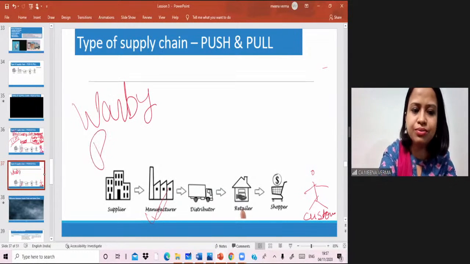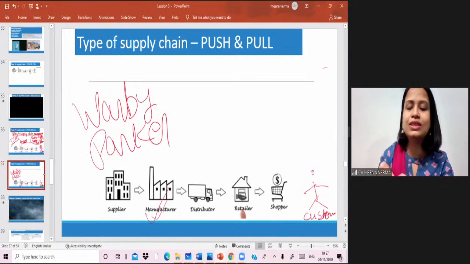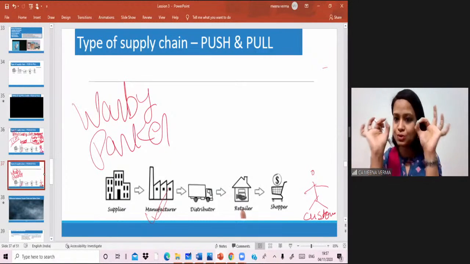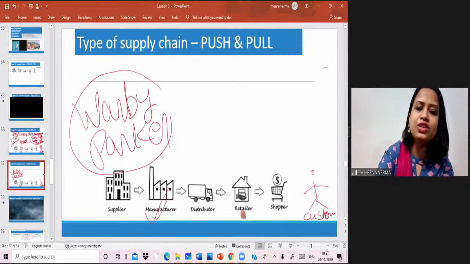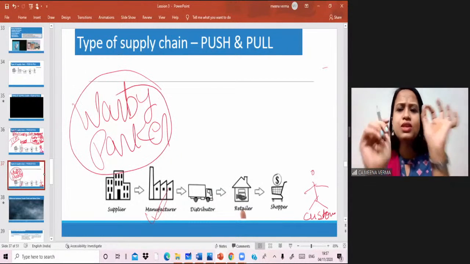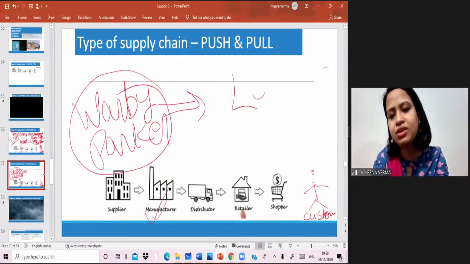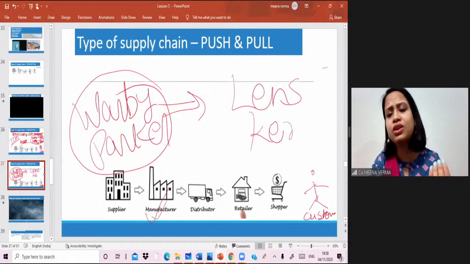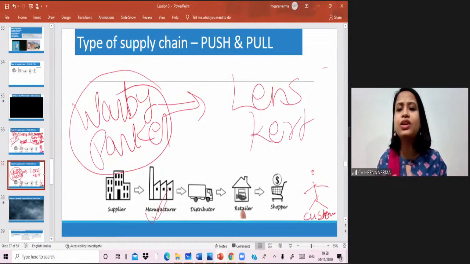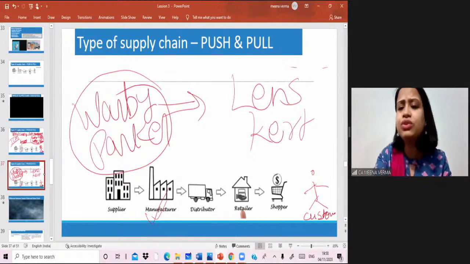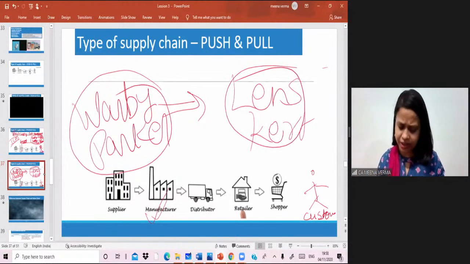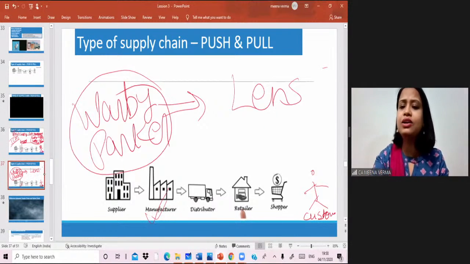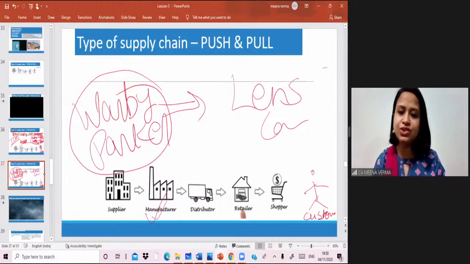Warby Parker. This is an American brand of specs, and the business strategy they follow to capture the market, the same business strategy Lenskart is following in India. That is why I say that Indians follow their strategy, because I didn't find them creating their own. Lenskart is a good brand in India. I think I'm not writing the name correctly; you can check.